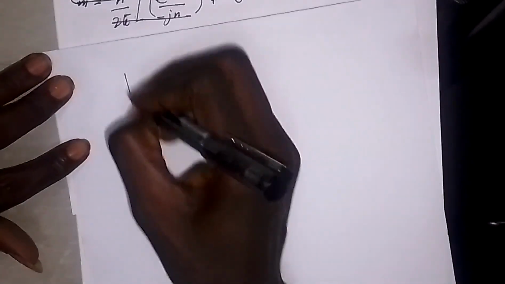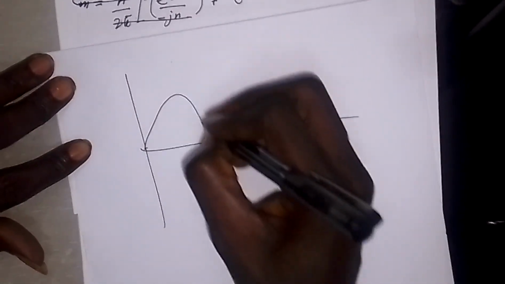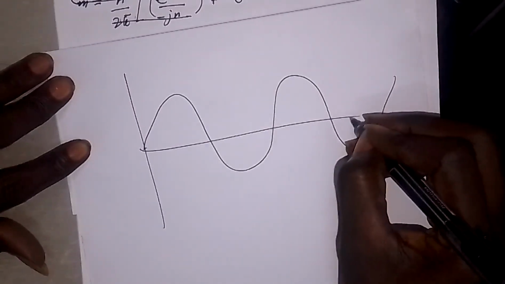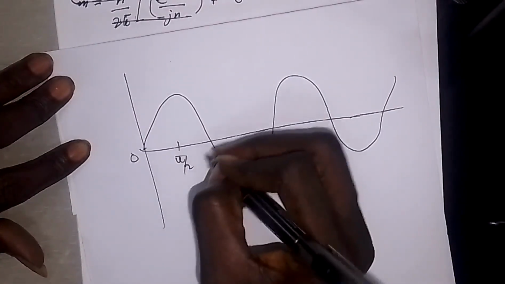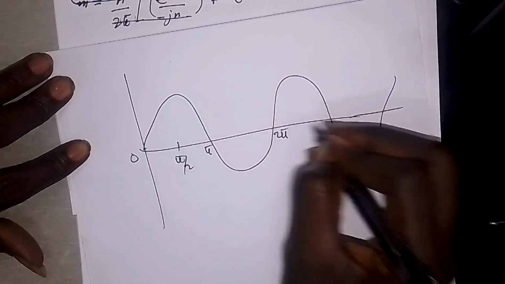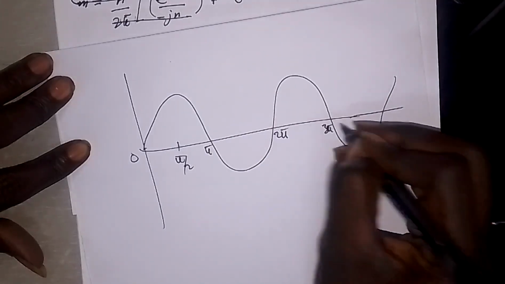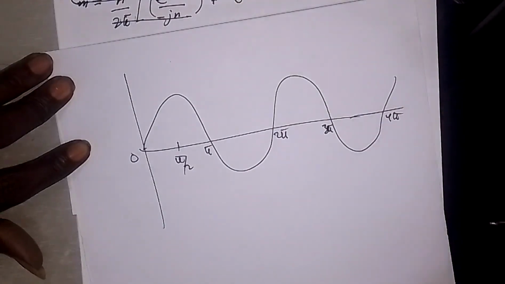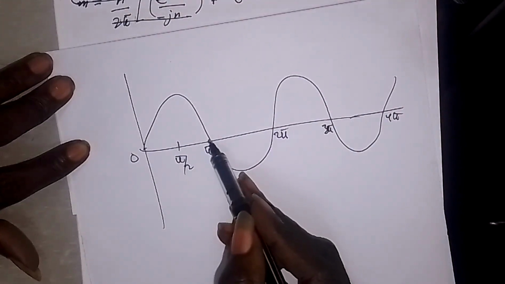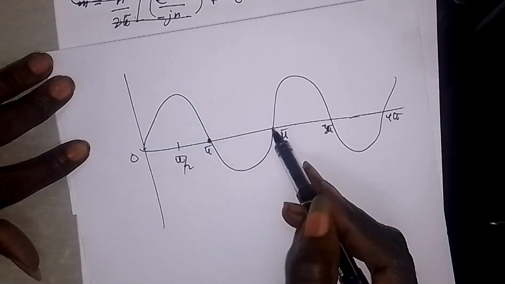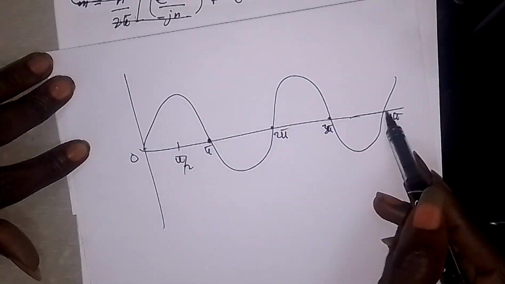So now, this is the sine wave. Here is 0, here is pi on 2, here is pi, 2 pi, 3 pi, 4 pi. So now we know that sine pi is 0, sine 2 pi is 0, sine 3 pi is 0, sine 4 pi is 0.